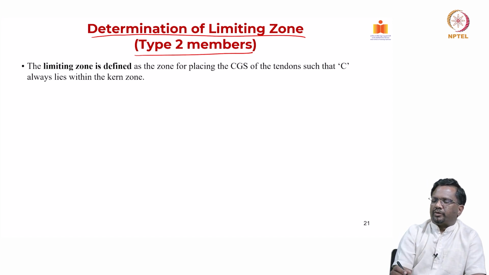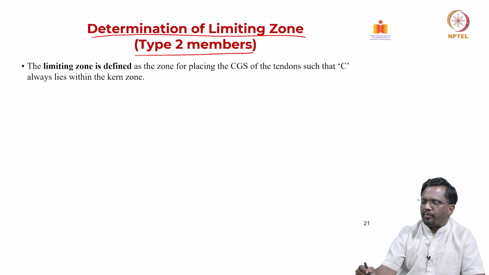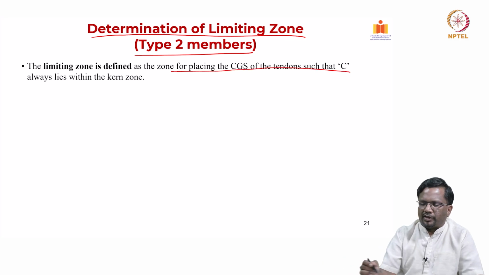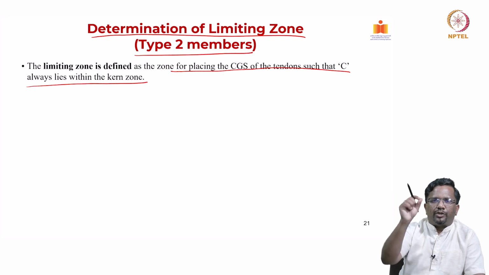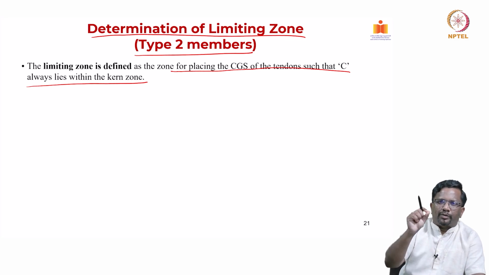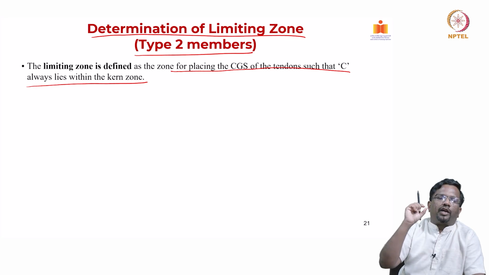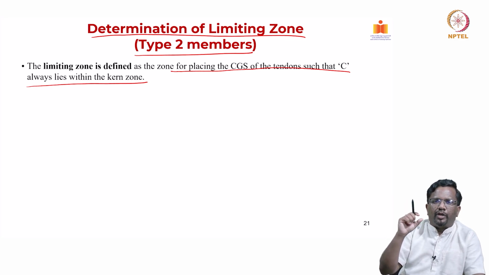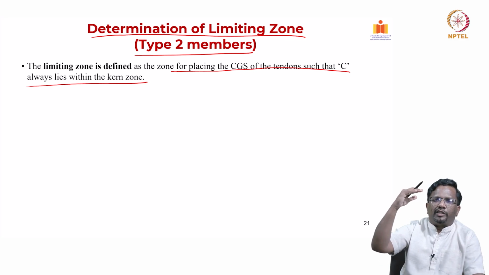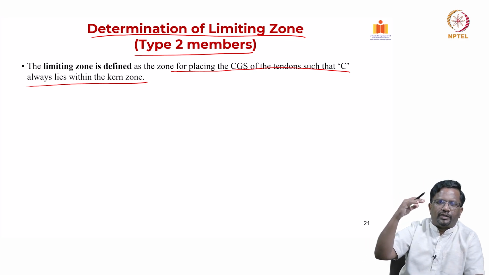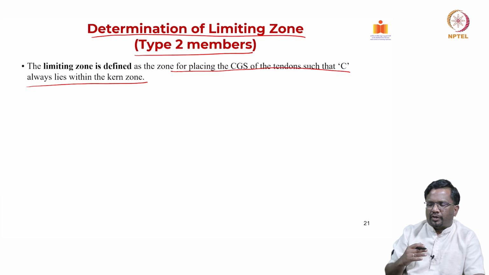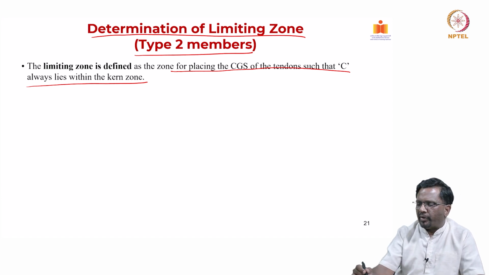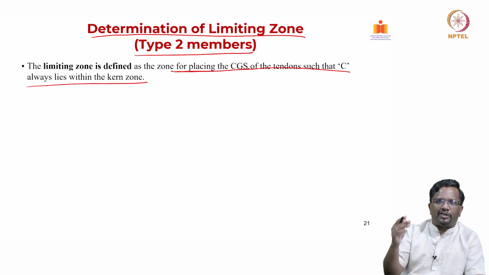So the limiting zone is the zone for placing the tendon such that the C will always be lying within the kern. That means I need to know the eccentricity of the cable, maximum and minimum, within which only I have to put the cable. Then only my C, both at transfer and at service, will be within the kern. So that's what we are trying to say. That is a limiting zone. The limiting zone is the zone for placing the CG of the strand, that means the eccentricity of the cable.